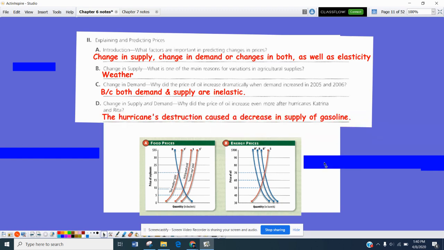And the reason for that is that anytime we have a hurricane, there could be some issues happening in the Gulf of Mexico, when we talk about the supply chain for oil. And the hurricane's destruction caused a decrease in supply. And hence that decrease in supply pushed prices upwards after those hurricanes.